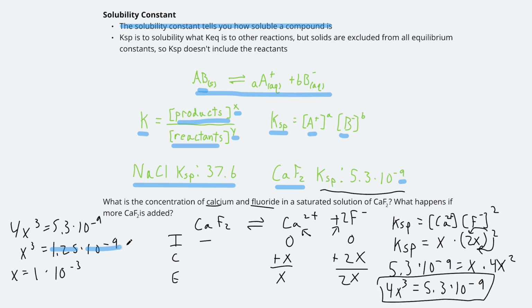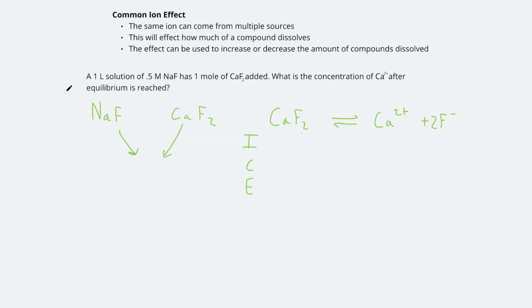That is roughly what x is going to equal. And then remember that we said the concentration of calcium is equal to x. So calcium's concentration would just be 1 times 10 to the negative 3 molar. And then the fluoride was equal to 2x. So we just multiply it by 2 to find the concentration of fluoride, which would be 2 times 10 to the negative 3 molar.